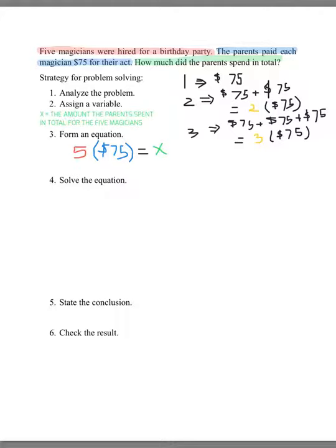Now let's go ahead and solve this equation. So we'll have 5 times 75, which is equal to x. So ideally, all we really need to do is simplify the left-hand side, 5 times 75, because on the right-hand side, our variable is already completely isolated by itself. So let's go ahead and do that off to the side as scratch work. We'll do 75 times 5.